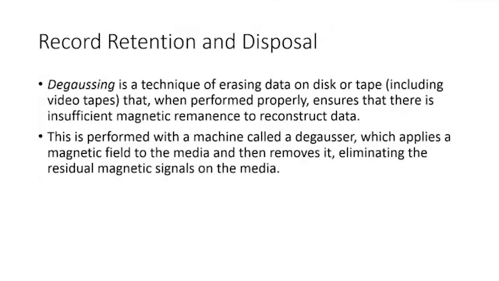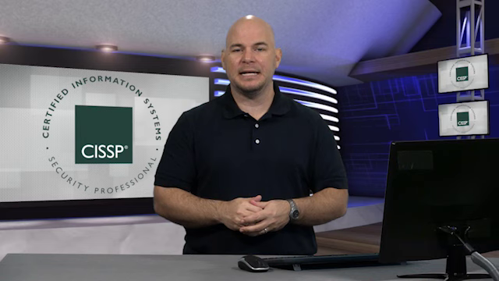Another technique is called degaussing. Now this is a technique of erasing data on a disk or a tape, magnetic data, that when performed properly, this ensures that there is insufficient magnetic remnants to reconstruct the data. Because inside of that hard drive, those platters that are spinning around, that data is held on there by magnetism. And if we mess with that magnetic field, that data can't be kept or stored on that data drive anymore. Can't be on those little platters that are spinning around inside of that hard drive.